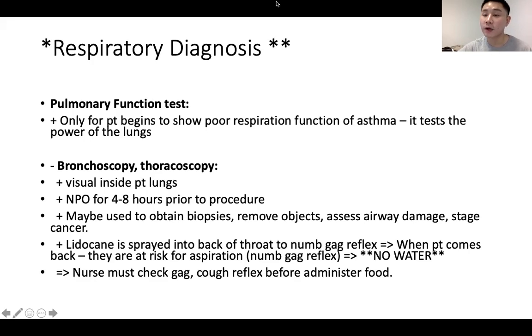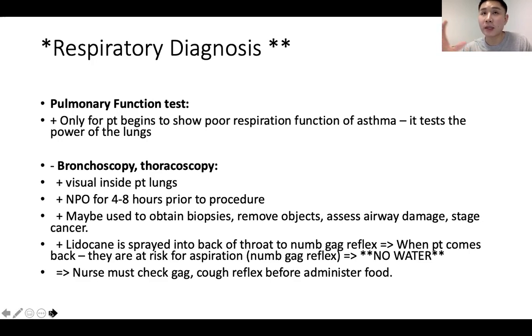So for example, if you have a question on the test regarding a patient returning from a bronchoscopy procedure, what do we do? The priority is to check the gag reflex before administering food or water. That is also the reason why they need to be NPO: if they eat too much before the procedure and their gag reflex is numb, the procedure may cause vomiting and they can aspirate the food that they ate.